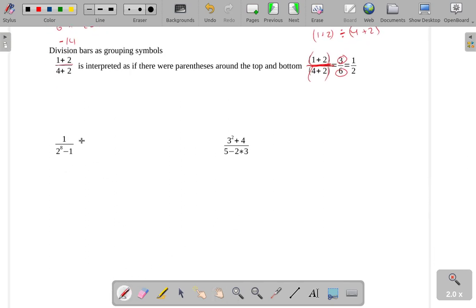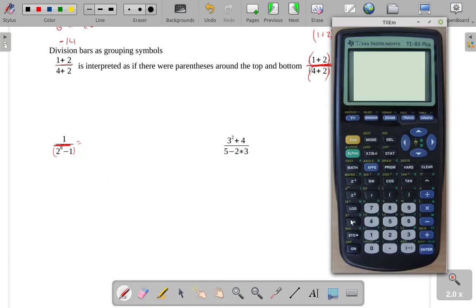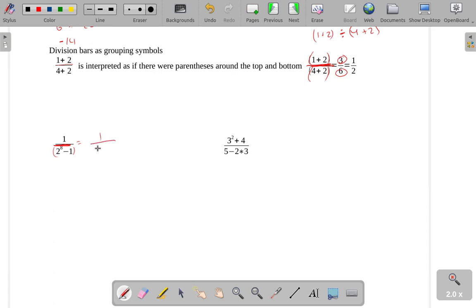Alright, so let's do a couple of examples. I guess this one's not really an example of that. It's more just an example of the division bar. But you can see that this division here is going to have to take place after all of this stuff takes place. So that means I'll do 2 to the 8th, I'll ask my calculator. 2 to the 8th, looks like it's 256. So we end up with 1 over 256 minus 1, and that's equal to 1 over 255.